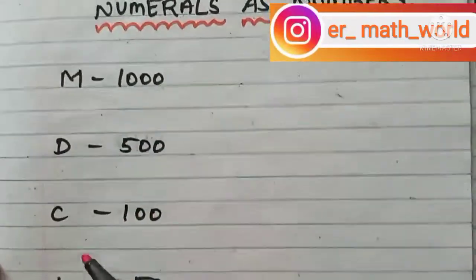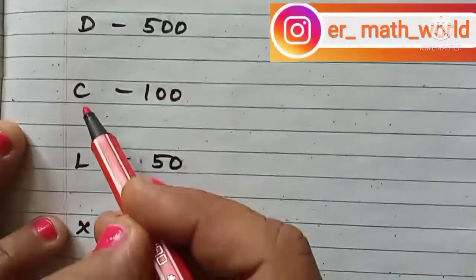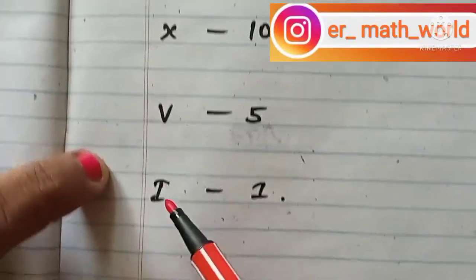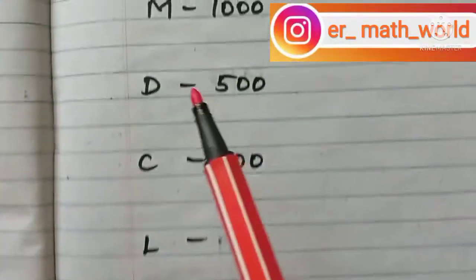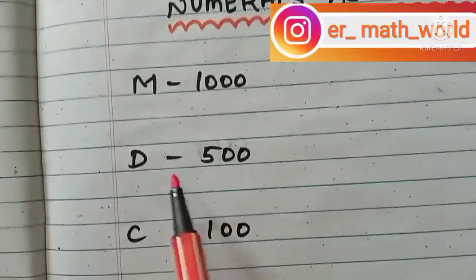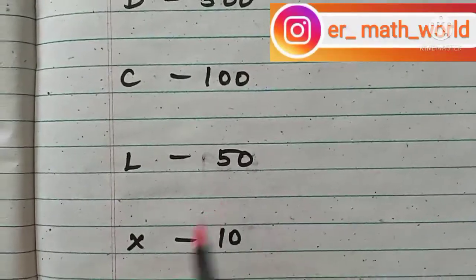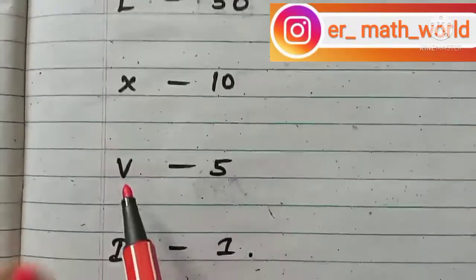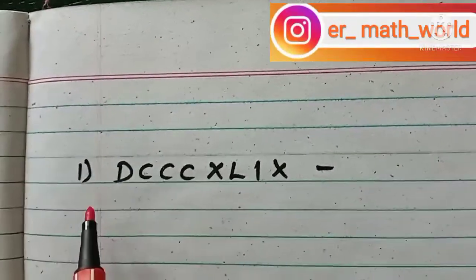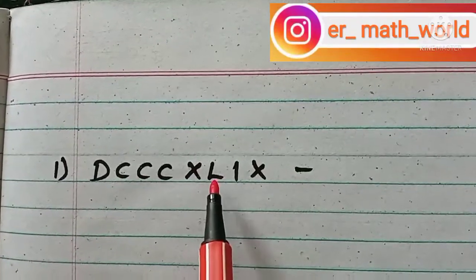These are the Roman letters: M, D, C, L, X, V and I. Now I will tell you the values of the letters. M denotes 1000, D is 500, C is 100, L is 50, X is 10, V is 5, I is 1.